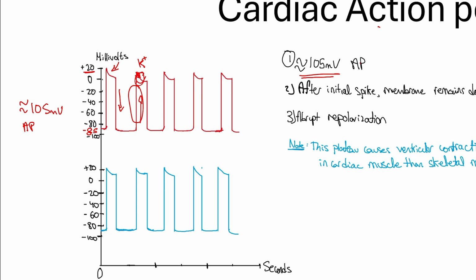After that, there's a plateau due to the calcium channels opening and calcium entering the cell, increased calcium permeability, and after that, the abrupt repolarization. And the resting membrane potential becomes around -80 to -90 millivolts.